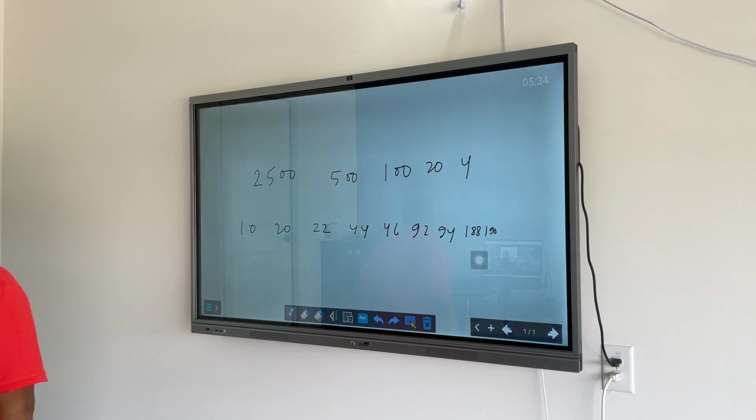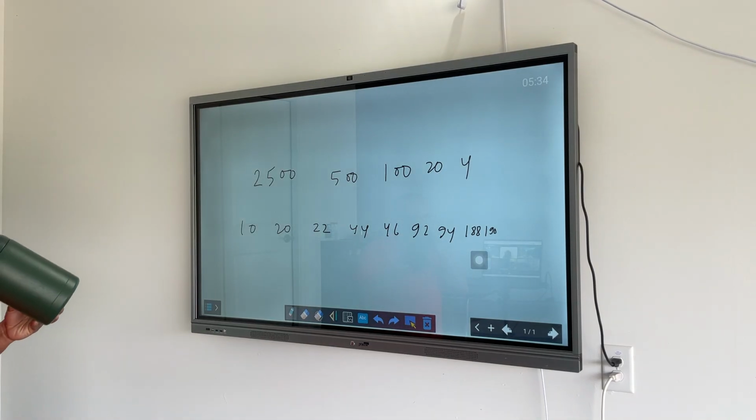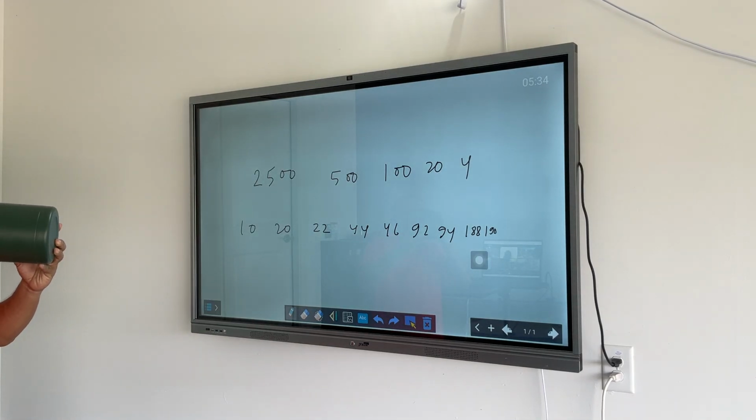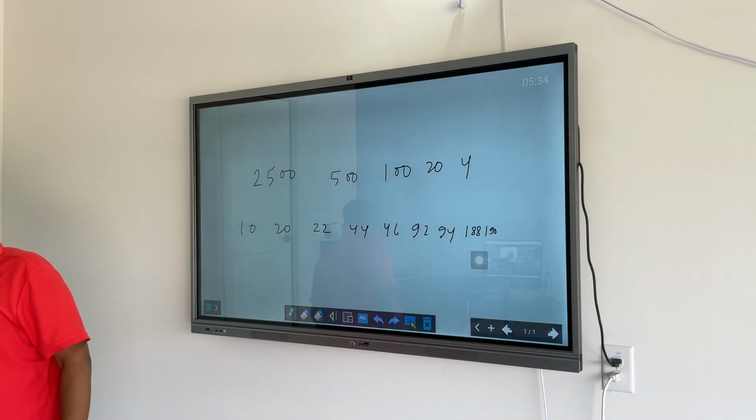Yes, Nihit. The first one is divided by 5, and then the second one is multiplied by 2, but then add plus 1 after every multiplied by 2. Okay, multiply by 2, then add 1.